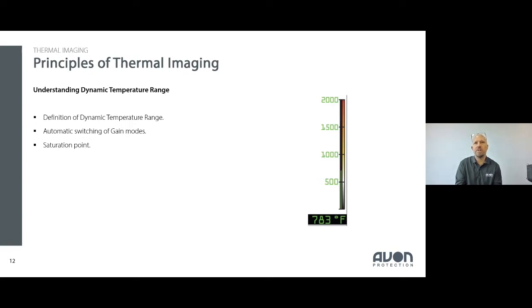So if you're in a situation where your camera will only do the 2 gain modes, and you're measuring a fire above 650 degrees Celsius, your sensor is maxed out. Your sensor's capabilities have hit the end stop, and so the image that will present is going to be pretty much like that. It will be fully red.